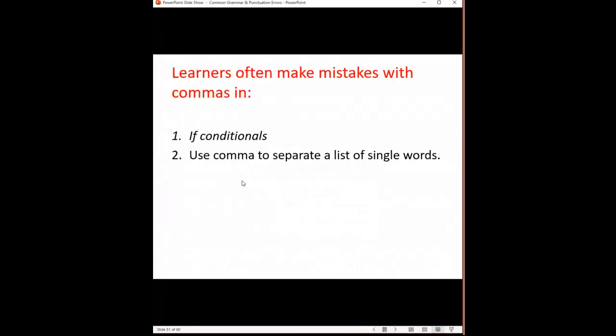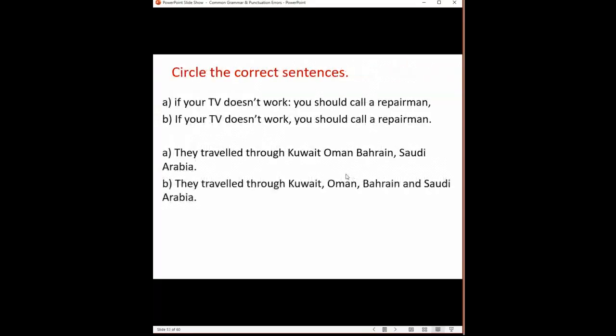Let's move to comma. When I use comma, learners often make mistakes with commas in if conditionals, and they use commas to separate a list of single words. So I would love you to circle the correct answer. Of course, there is also the time clause, but I don't want to elaborate. With if conditional, we use comma. Which one?